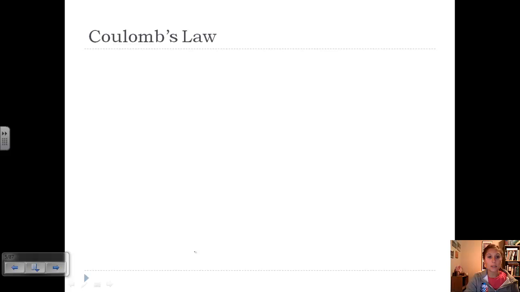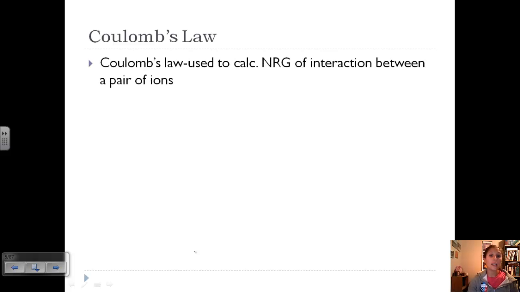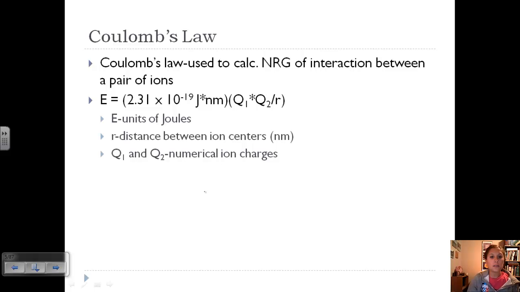Okay, when we talk about ionic bonds, we also have to talk about what's called Coulomb's Law. It is used to calculate the energy of interaction between a pair of ions. And so here's our equation. E represents our units of joules, or energy. R is the distance between ion centers. So if we have our sodium and our chlorine ion, we're looking from the center of one to the center of another, and we're measuring that distance. That's our R, it's in nanometers. And then Q1 and Q2 are the numerical ion charges. So for sodium and chlorine, we're talking about +1 and -1.